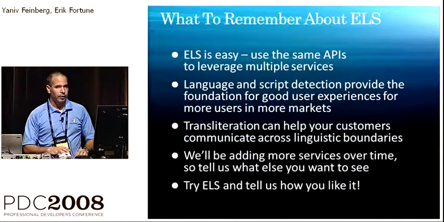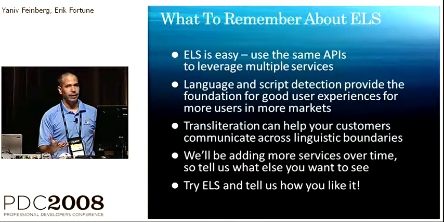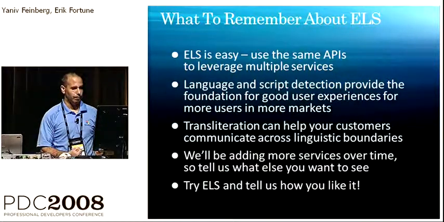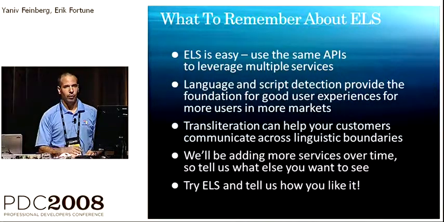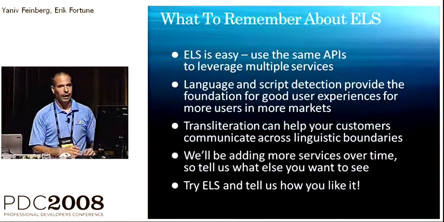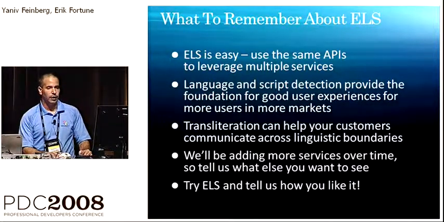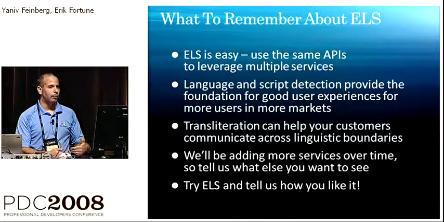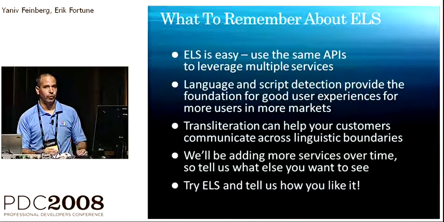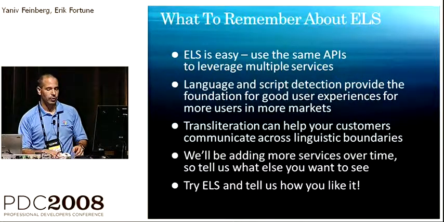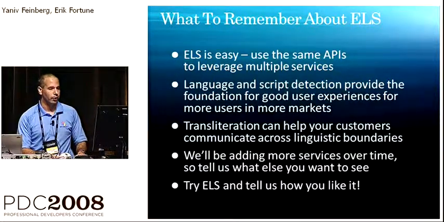OK, so this is pretty much a very high-level overview of this platform. The things that are very important to remember is that ELS is very, very easy to use. It has very few APIs that you need to learn. The language detection and script detection are really the foundations of advanced linguistic services, and building those and using them will give you an advantage. And you can tailor the information to that user, which is really the key of why you need those, right? Because you really want to tailor it to the user.